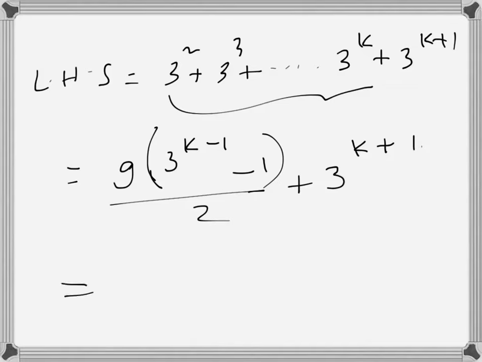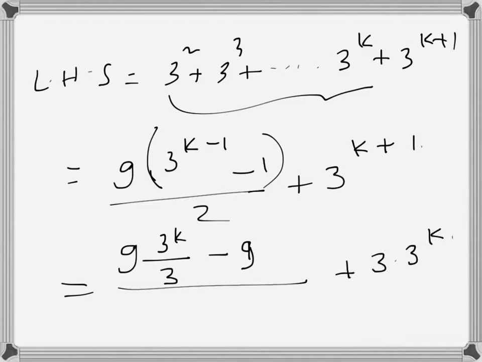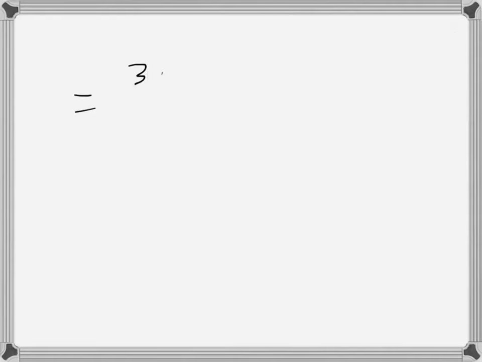So this can be written as 9 times 3 to the power k over 3, minus 1. If I get rid of the bracket, it becomes 9 here, and this one is 3 times 3 to the power k. So basically, instead of writing 3 to the power k plus 1, I am writing 3 times 3 to the power k, over 2 here. Now we can get 3 times 3 to the power k minus 9, over 2, plus 3 times 3 to the power k.